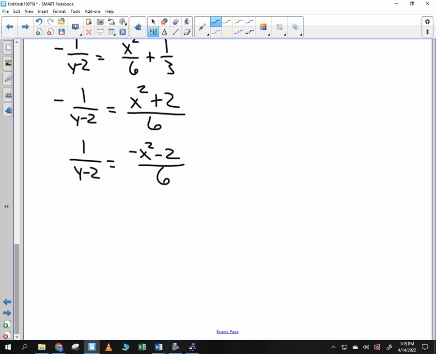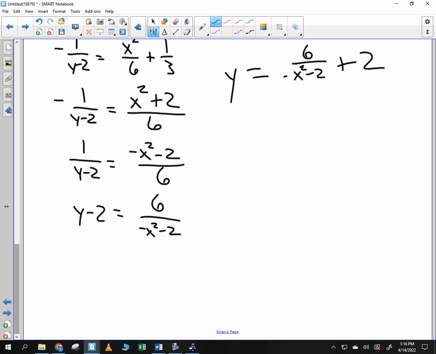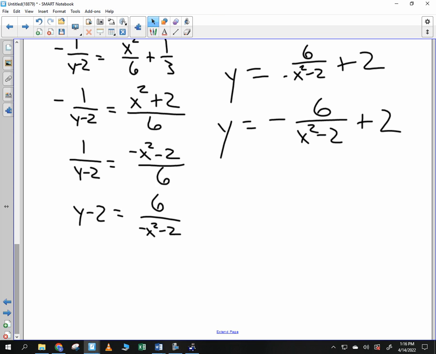How do I get the y into the numerator? Just take the reciprocal of both sides. I get y minus 2 is equal to 6 over negative x squared minus 2. And add 2. Lots of ways you can write this answer, but the particular solution is y is equal to 6 over negative x squared minus 2 plus 2. And as I said, there are lots of ways to write that. I would choose to write it as y equals negative 6 over the quantity x squared plus 2, plus 2. So, good job. Way to go.